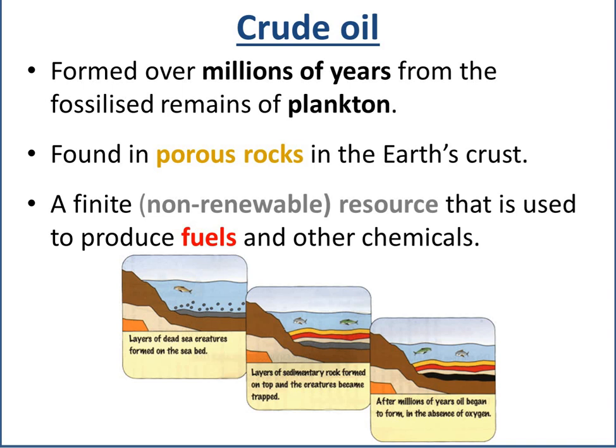So the way in which it is formed is layers of dead sea creatures on the seabed. Over millions of years, it gets sediment on top of them, and then eventually sedimentary rock forms on top, and the creatures become trapped and squashed. So with heat and pressure over millions of years, oil begins to form in the absence of oxygen.